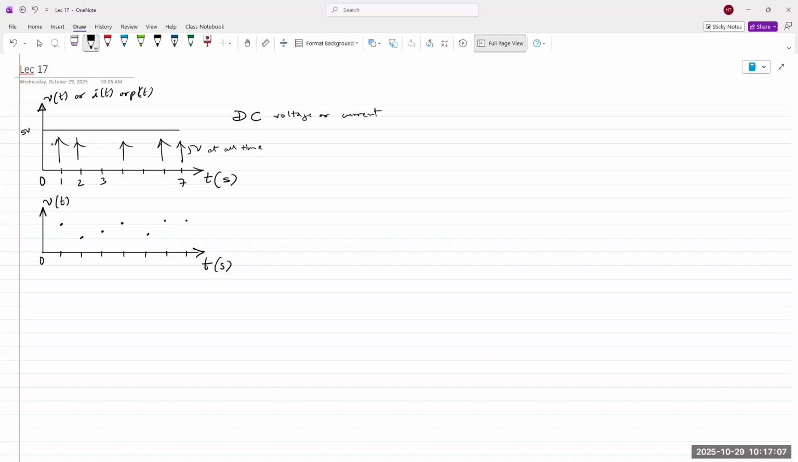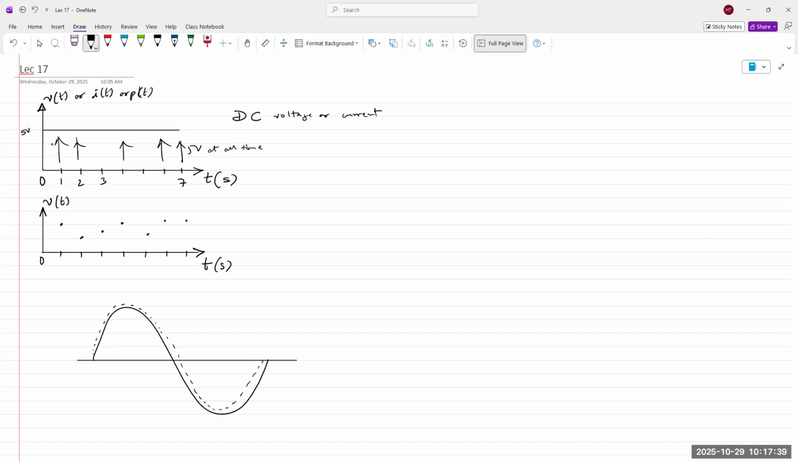When we get to AC analysis, we'll work with sinusoidal waveforms, which is the shape of the power outlets, shape of the voltage of the power outlets, which is something like this. So at any given point in time, it has different values. Right? It has different values at any given point in time.